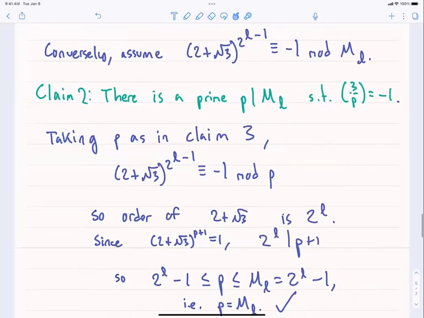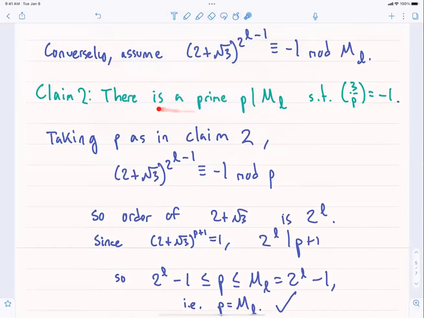Okay, so on the other hand, now we have to go in the other direction. We have to start by assuming that this quantity is minus 1 mod M_L, and we have to show that M_L is then prime. Let me make a claim that I'll justify in a moment. I claim that for any Mersenne number M_L, I can always find some prime p dividing it such that 3 is not a square mod p.